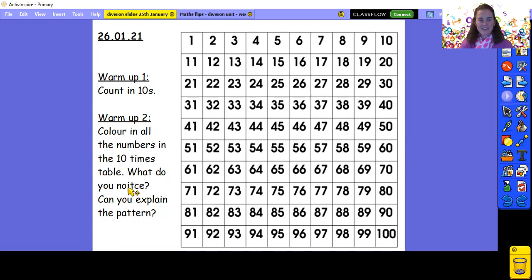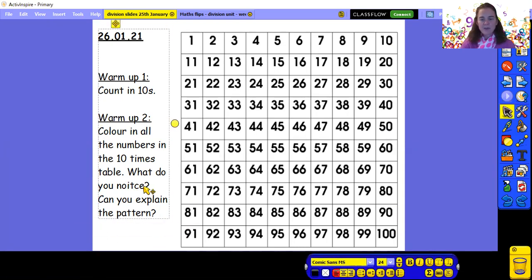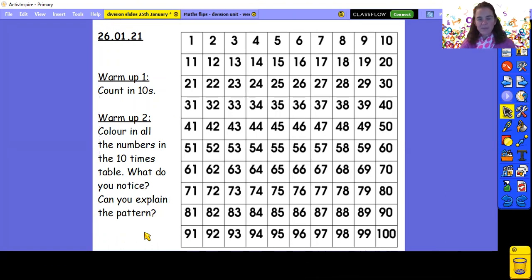Okay, so your next warm-up activity is to colour all the squares on the 100 square that appear in the 10 times table. And I want you to tell me what pattern you notice. So put me on pause and have a go at colouring in all the numbers that appear in the 10 times table. Off you go.